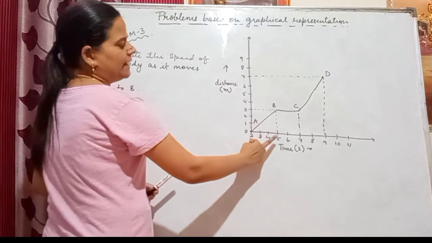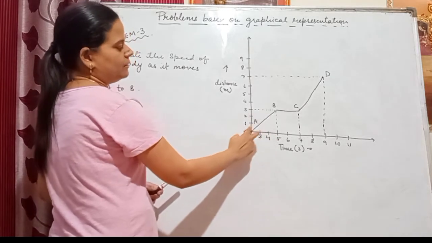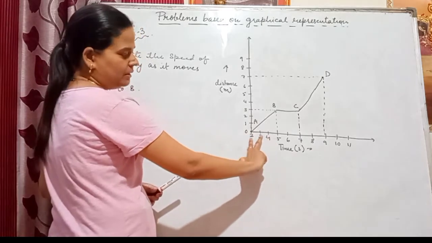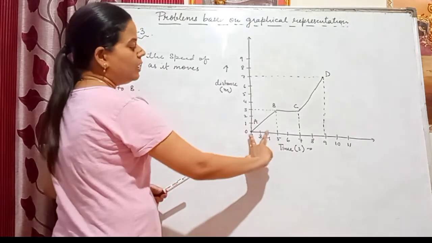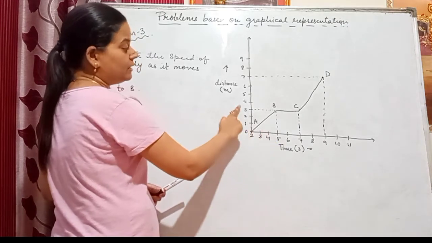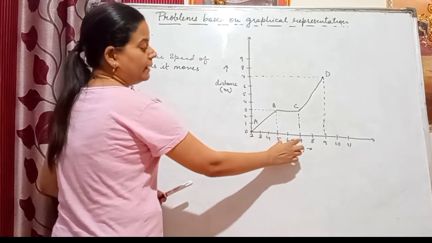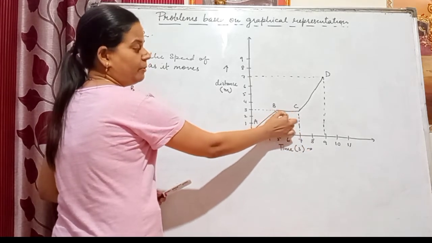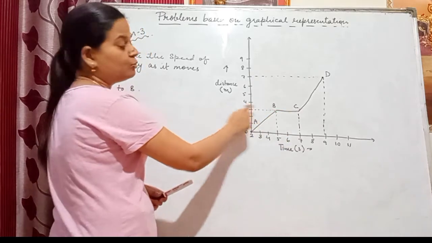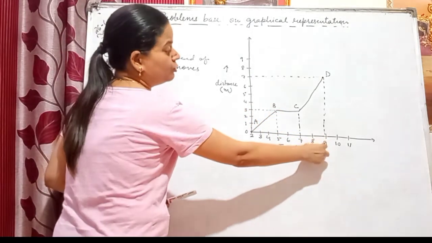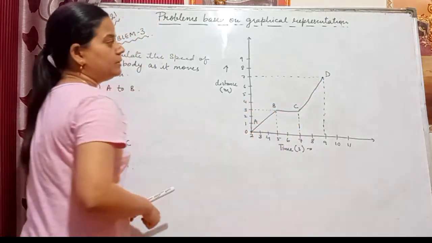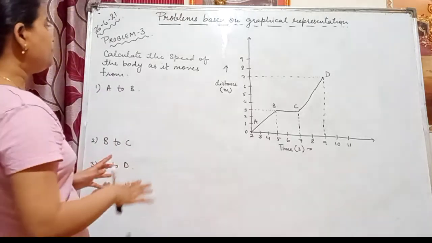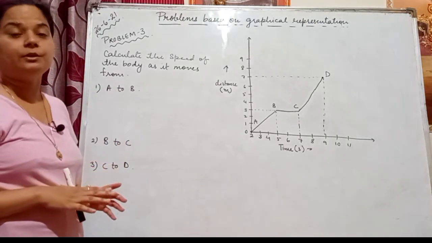Then within the next 3 seconds the distance covered was 3 meters, because between 2 and 5 you can see the distance difference will be 3. So within the next 3 seconds the body has covered 3 meters, and then in the next 2 seconds again the body was not covering any distance, it remained 3. That means the distance was not changing. Then for the next 2 seconds again the body covered a distance and it reached the distance of 7 meters in 9 seconds.